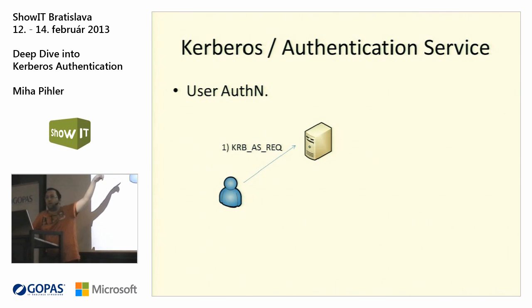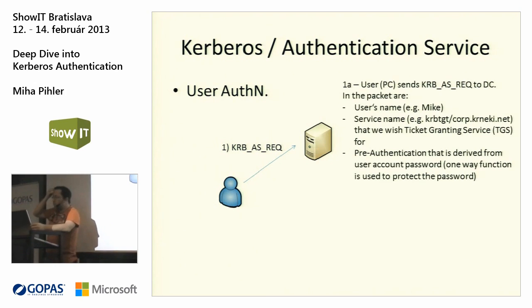KRB-AS request. I'm trying to authenticate. So what is in this packet? The PC sends this packet on behalf of the user. It contains my username. If this is computer authentication, it will be the computer name in there. You can see that in the trace. I will show you some traces with Netmon. You will be able to see that there will be, let's say, Mike-PC$. You know that this is a computer authenticating because it's the $ sign at the end.